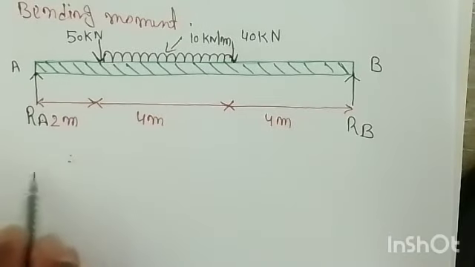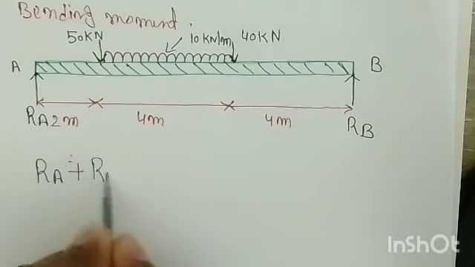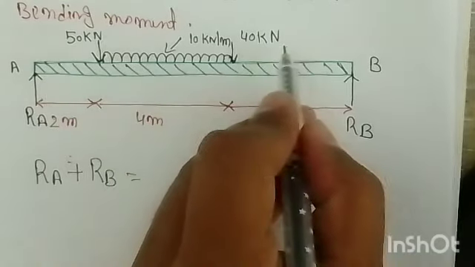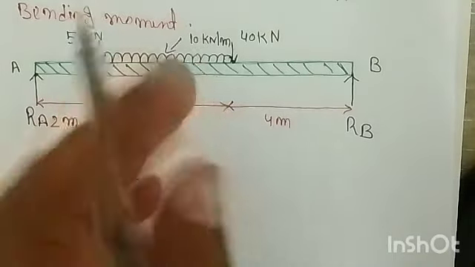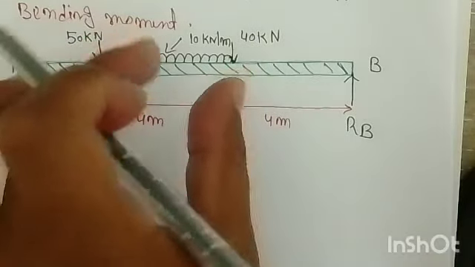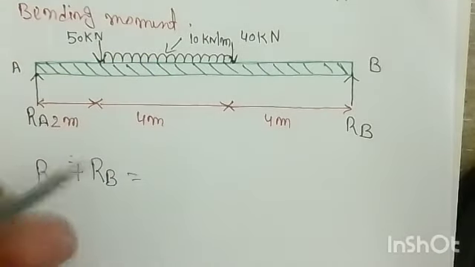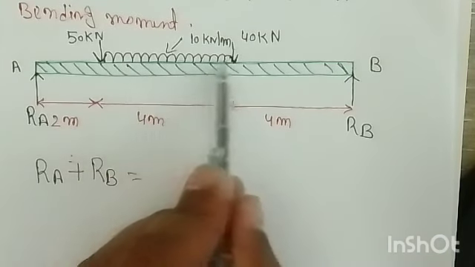So you can say here that RA plus RB is equal to what? 50 plus 40, that is 90, and this UDL is given. Whenever a UDL is given, you should convert that UDL into a point load. How to convert this UDL into a point load? You can look at this. The UDL is acting up to 4 meter length.